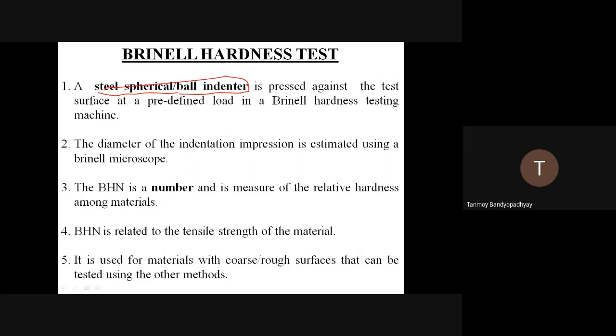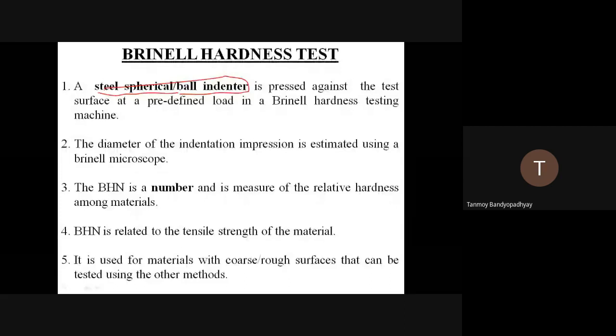We'll be coming to the load actually. Based on a predefined load, we apply the load on the specimen, and then the diameter of the indentation impression, whatever the impression diameter was, is estimated using a Brinell microscope.